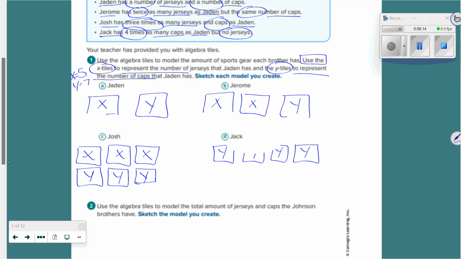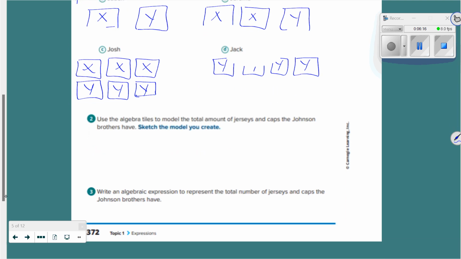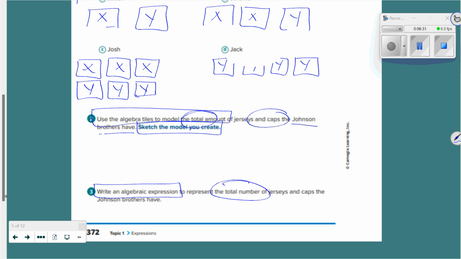Number 2 says use algebra tiles to model the total amount of jerseys. That's important. And caps that the Johnson brothers have. So you're sketching the model. Then you're writing an algebraic expression that represents the total number of jerseys and caps. So whatever you sketch here, you're going to write it in a problem form. Does that make sense? All right, I'm giving you about 3 minutes to do those 2. Go for it.